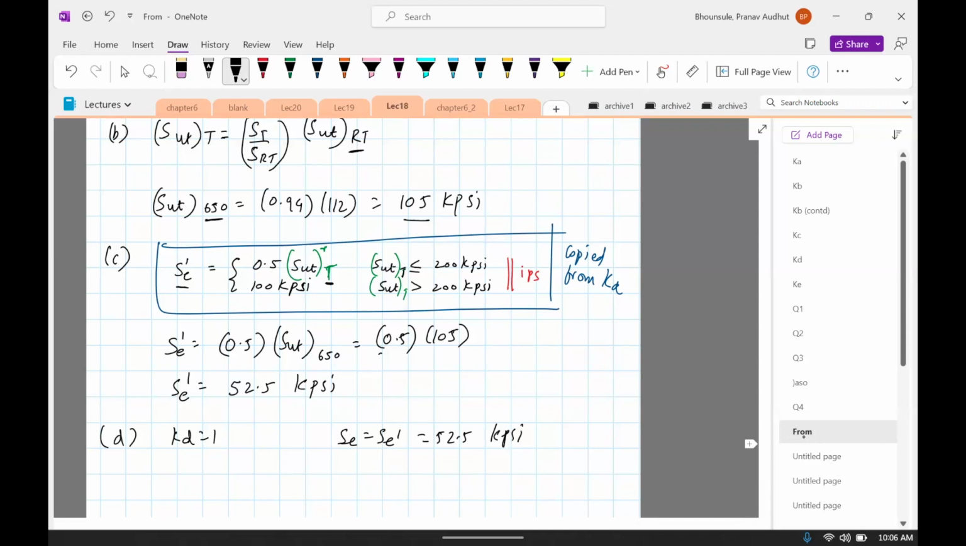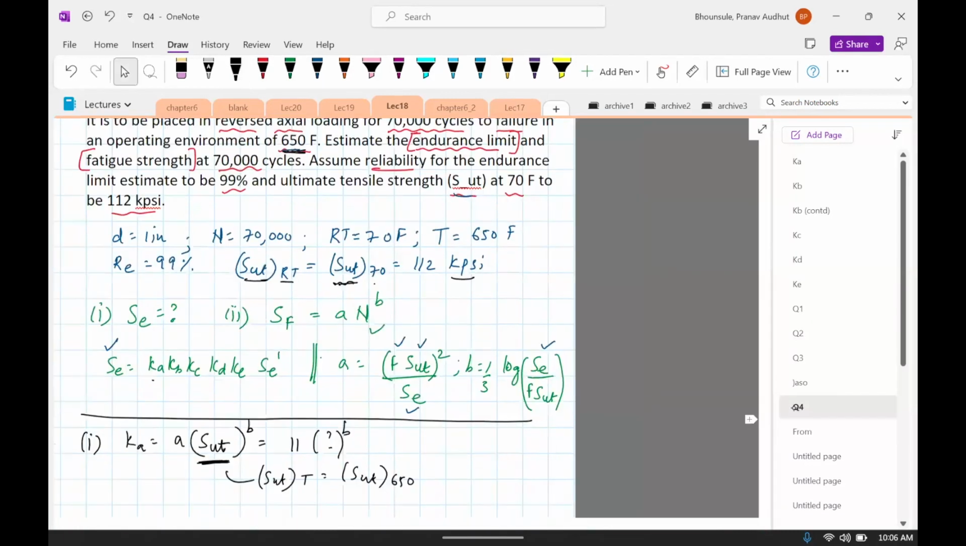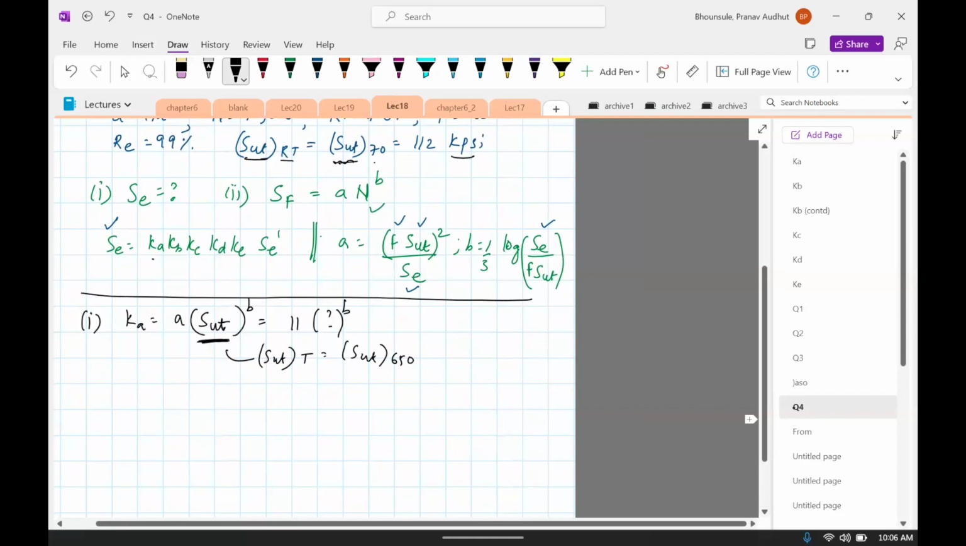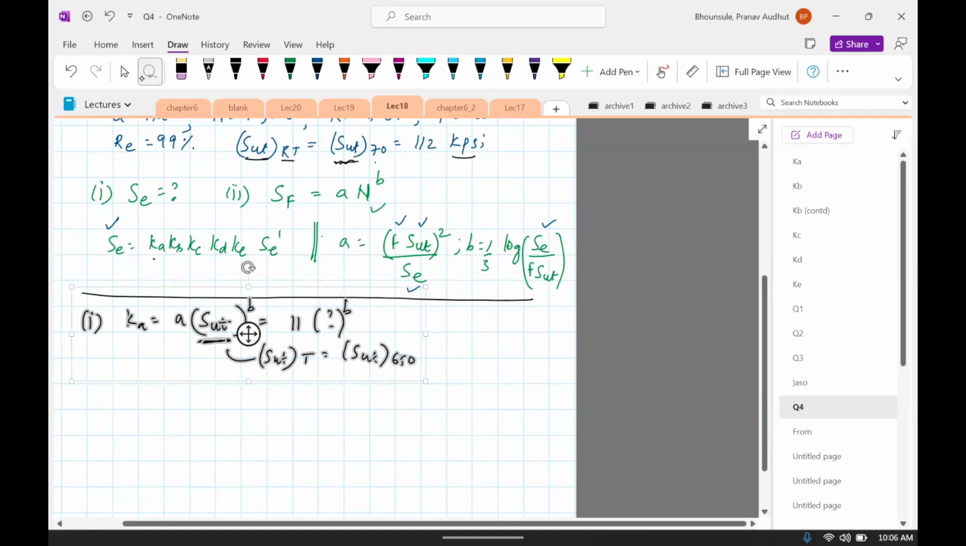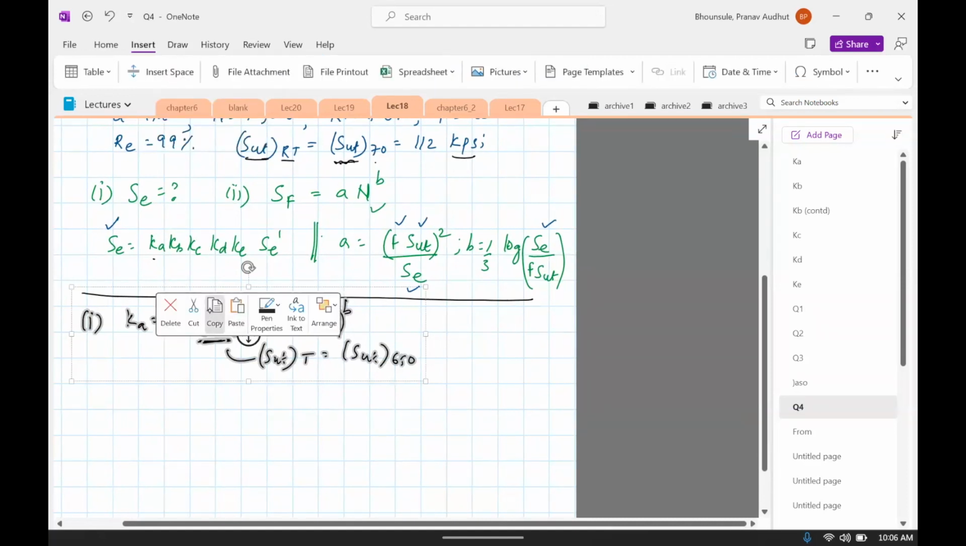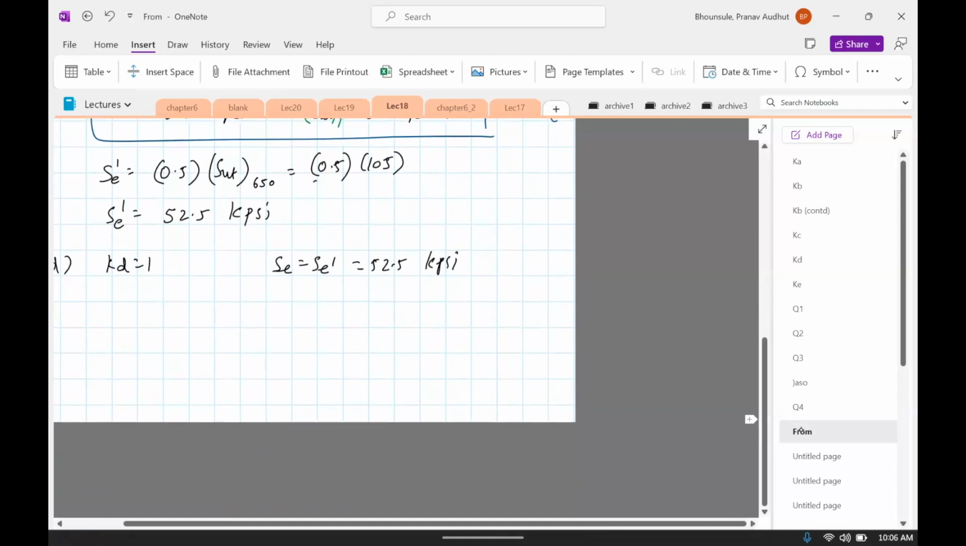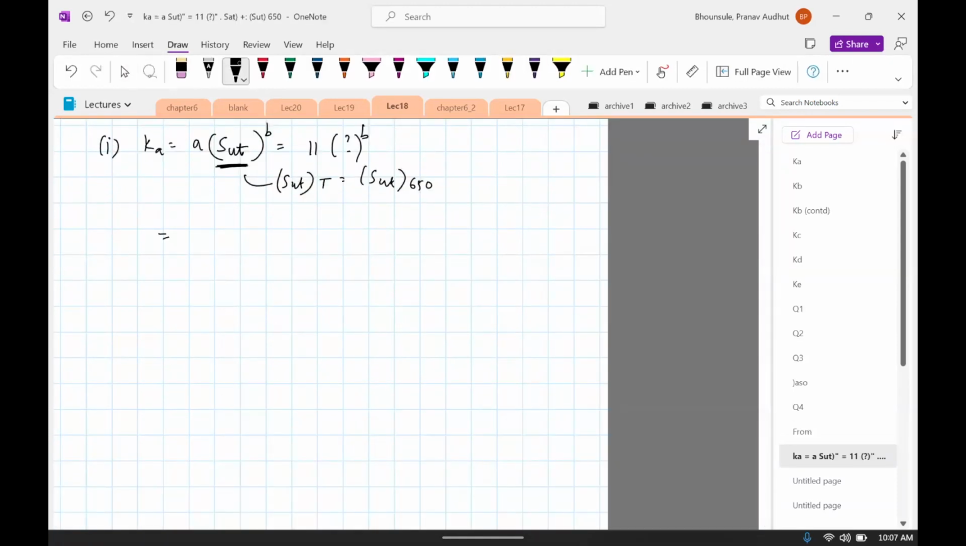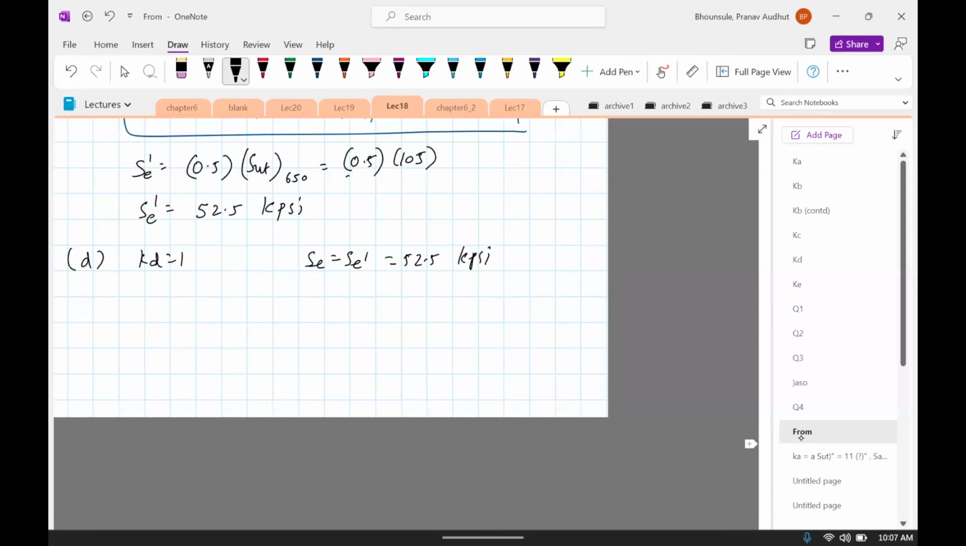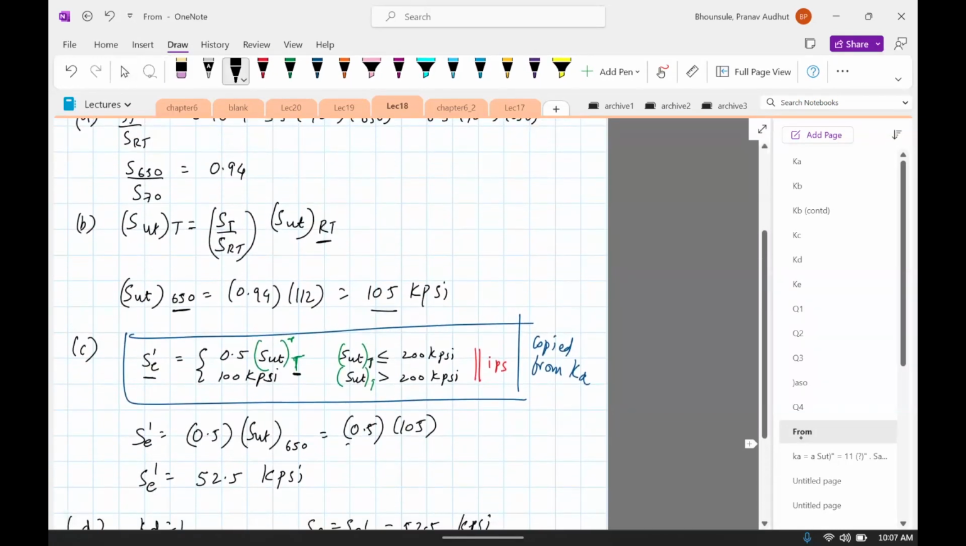Okay, so we sort of digressed, but it's all because we don't know what SUT was at temperatures other than room temperature. So we can actually go back now. So something which we had left, we can take this again and compute it. So SUT at 650, I believe we've computed it somewhere here. SUT at 650, yeah, here it is. SUT at 650 is 105 kpsi.